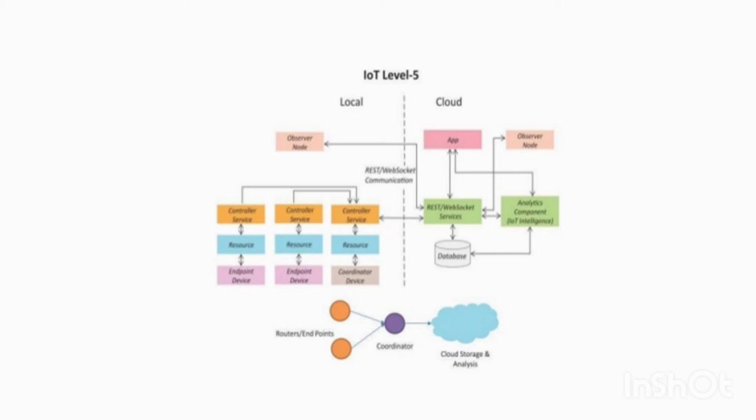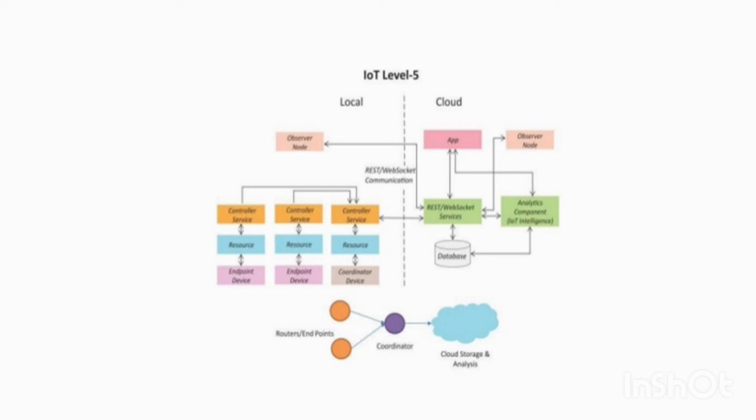IoT level 5. Let us consider an example: forest fire detection. The system consists of multiple nodes placed in different locations for monitoring temperature, humidity and carbon dioxide level in the forest. The end nodes in the example are equipped with various sensors such as temperature, humidity, CO2. The coordinator node collects the data from the end nodes and acts as a gateway that provides internet connectivity to the IoT system.